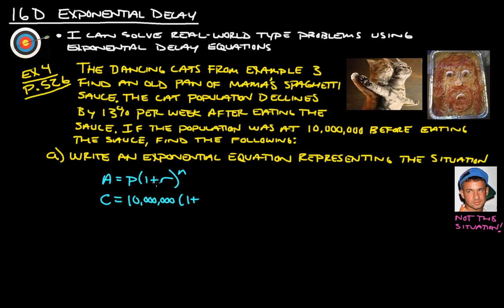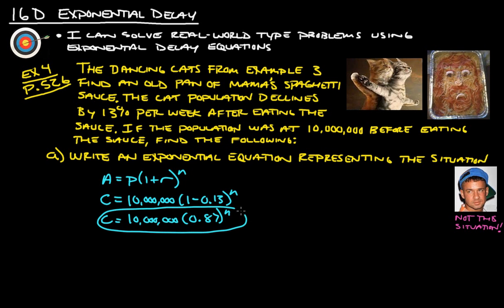But since it's declining, we're actually going to subtract the rate. So we'll do 1 minus 0.13, all to the n. So cat population is represented by 10 million times 0.87 to the nth power. And that would be our exponential equation.